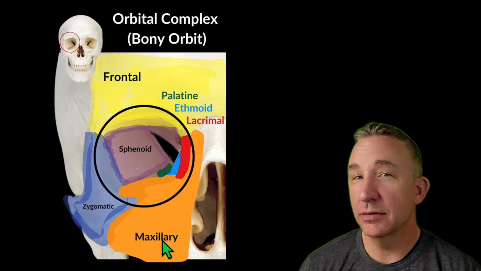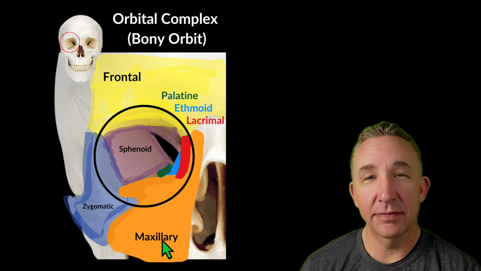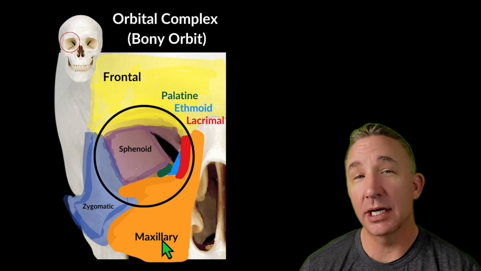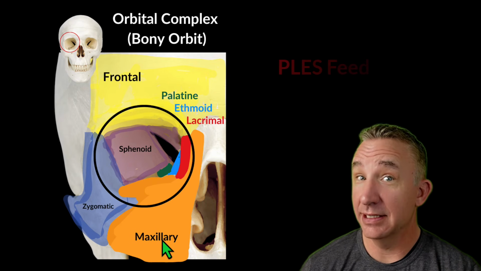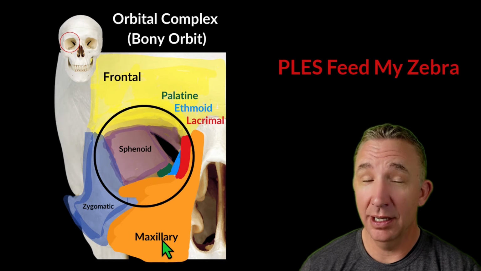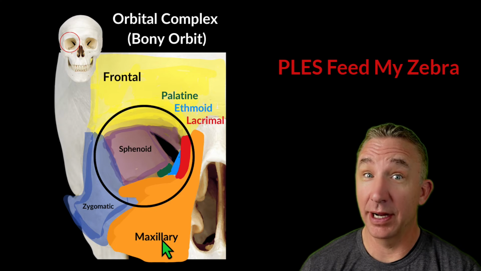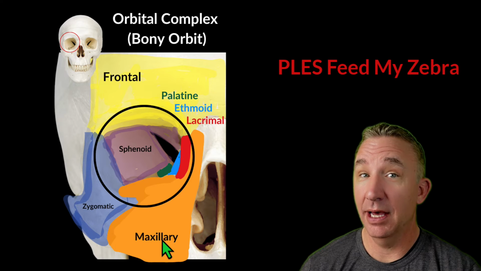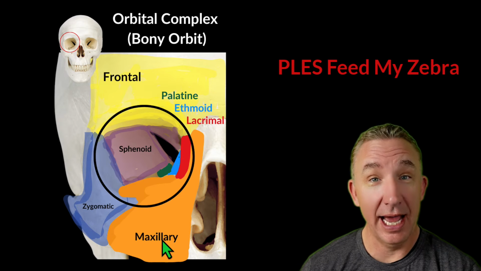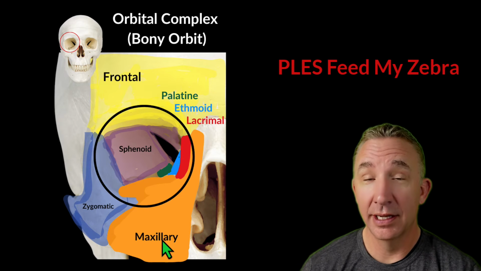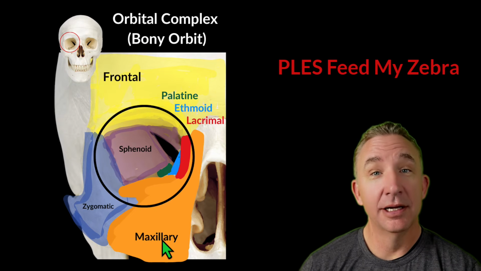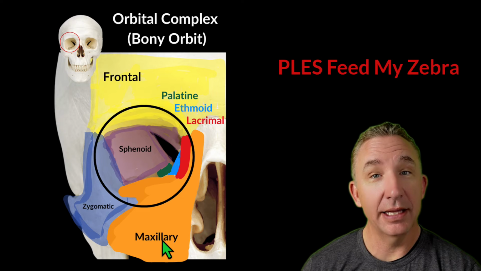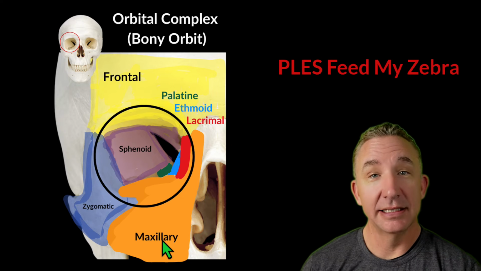So we'll often use a mnemonic for these. You'll see different ones out there. I prefer you just learn the bones, but one I see students use is called Please Feed My Zebra, but please is spelled incorrectly. It's spelled P-L-E-S. So the P-L-E-S means palatine, lacrimal, ethmoid, and sphenoid. And then I said please feed, the F is my frontal, the M is maxillary, and zebra, Z is the zygomatic.